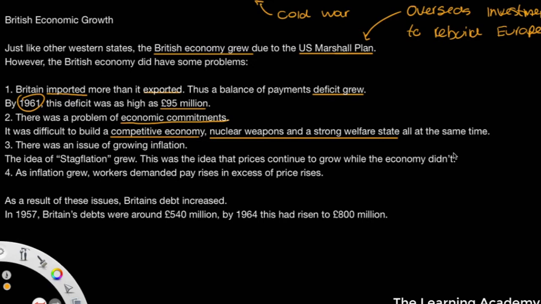And then we also have the strong support for the welfare state, which was generally bipartisan support for the welfare state, and there's strong support for the welfare state even today. But all these things were very costly and very expensive, so it was difficult to commit to these economic promises all at the same time.